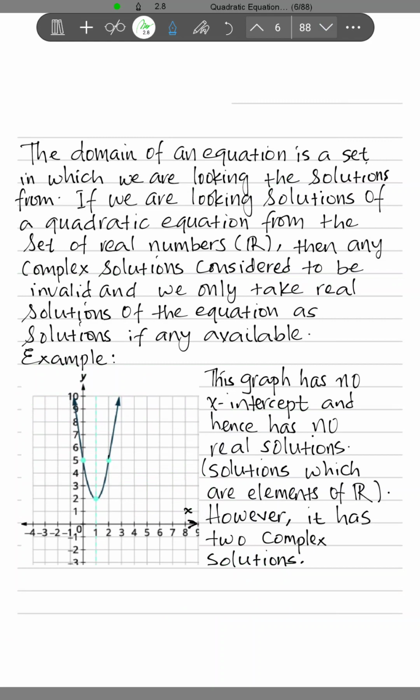Some more characteristics of these graphs as a starting point. The domain of an equation is a set in which we are looking for the solutions. If we are looking at solutions of a quadratic equation from the set of real numbers, which has the symbol R, then any complex solutions are considered invalid, and we only take real solutions of the equation as solution sets, if any are available. This is what I want to say here.